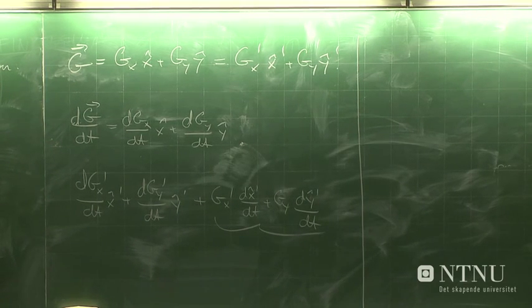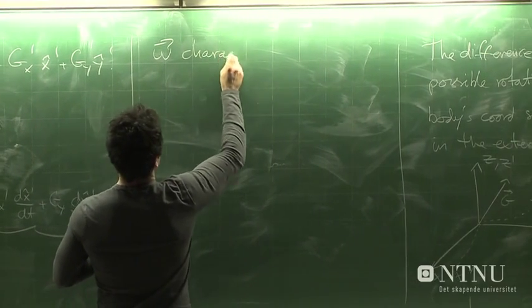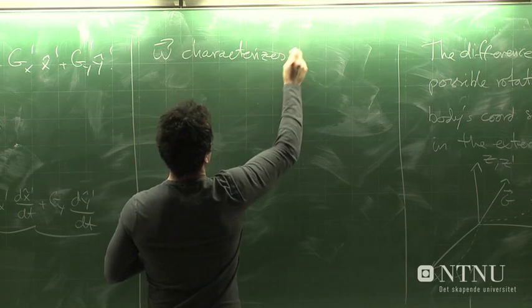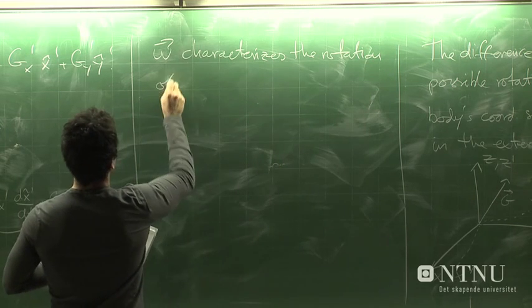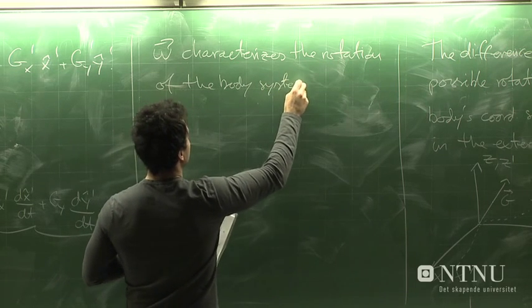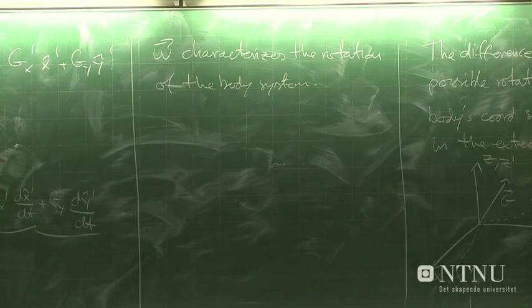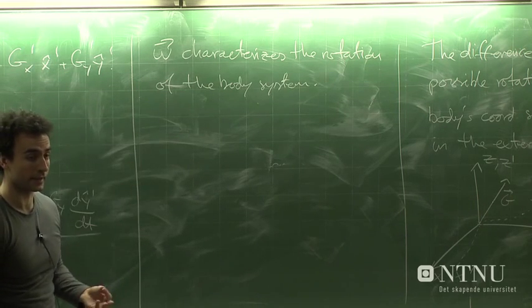Okay, so we said that the rotation of the body system was characterized by some angular velocity omega. Now, using our framework that we have introduced of how to deal with general rotations, let's say we're interested in expressing this omega vector in the rotating system.